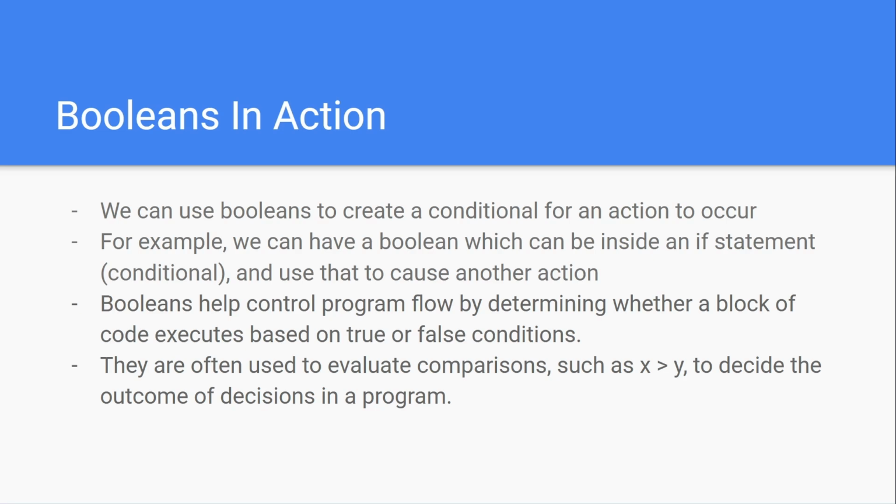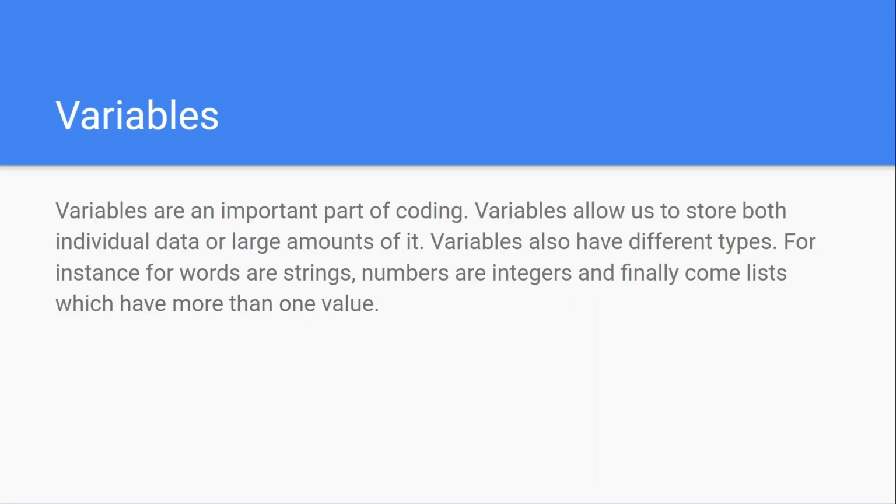Booleans in action. We can use booleans to create a conditional for an action to occur. For example, we have a boolean which can be inside an if statement and use that to cause another action. Booleans help control program flow by determining whether a block of code executes based on true or false conditions. They are often used to evaluate comparisons such as x is greater than y to decide the outcome of decisions in a program.